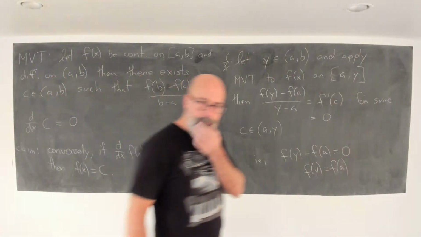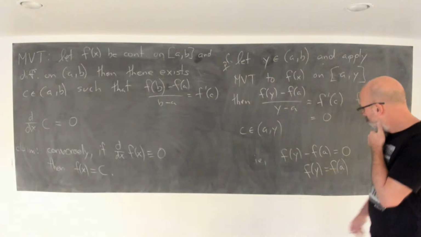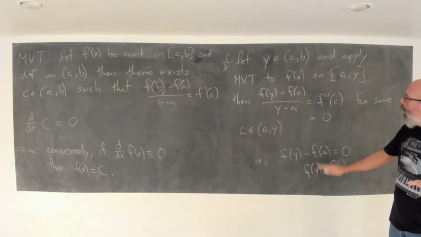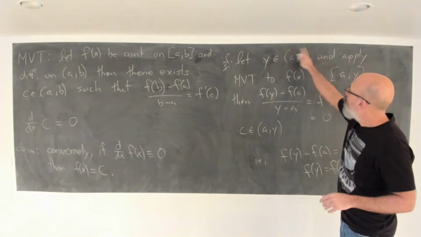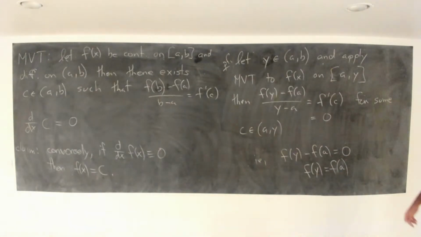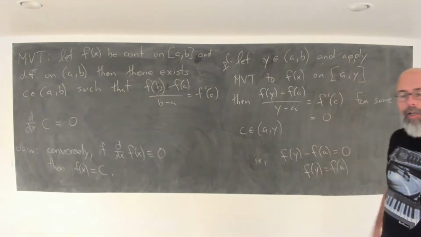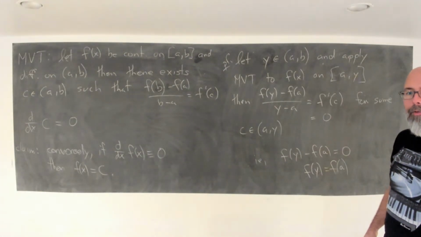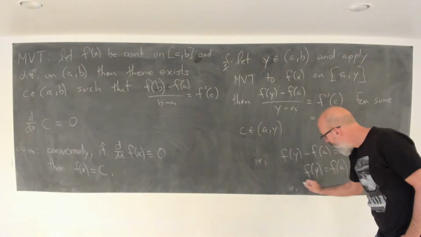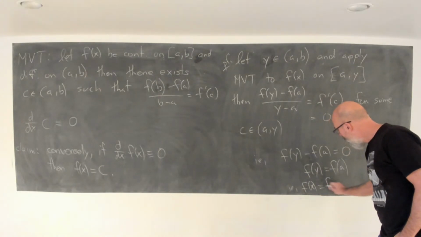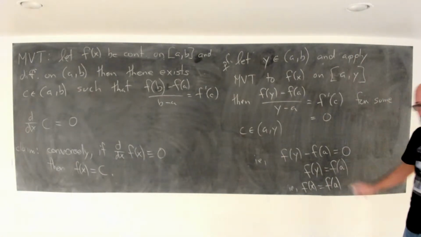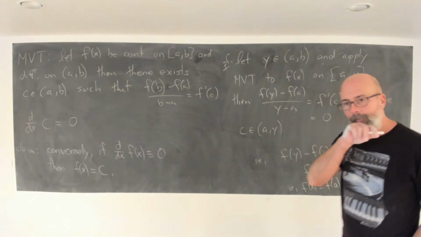Where did I lose you? Right, so what are we saying here? We're saying that for any value of y, f of y is equal to f of a. So f of a is the constant value of your function. No matter what value of y you choose, it's always equal to f of a.